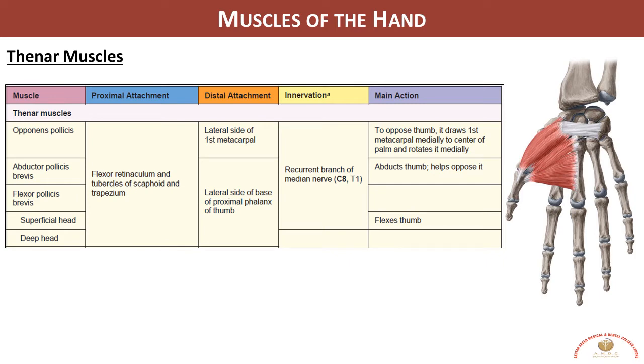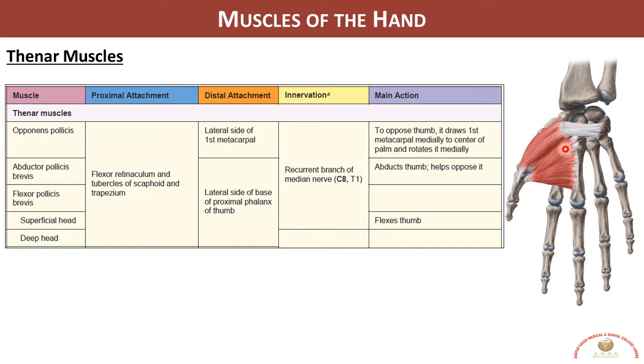Now, what is the origin of the thenar muscles? It is very easy to memorize the origin, or proximal attachment, of the thenar muscles. They come from a common origin, that is the flexor retinaculum and tubercles of the scaphoid and trapezium. Here you can see these three muscles: the abductor pollicis brevis, flexor pollicis brevis, and just below that the opponens pollicis. They all come towards the flexor retinaculum and tubercles of scaphoid and trapezium.